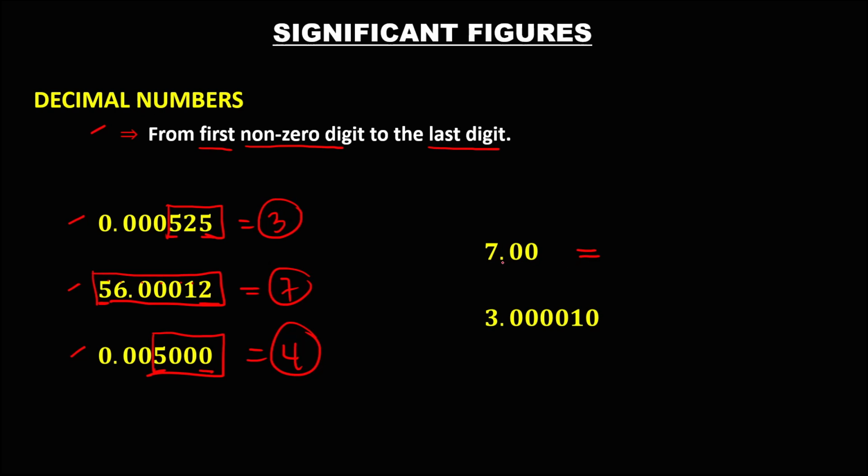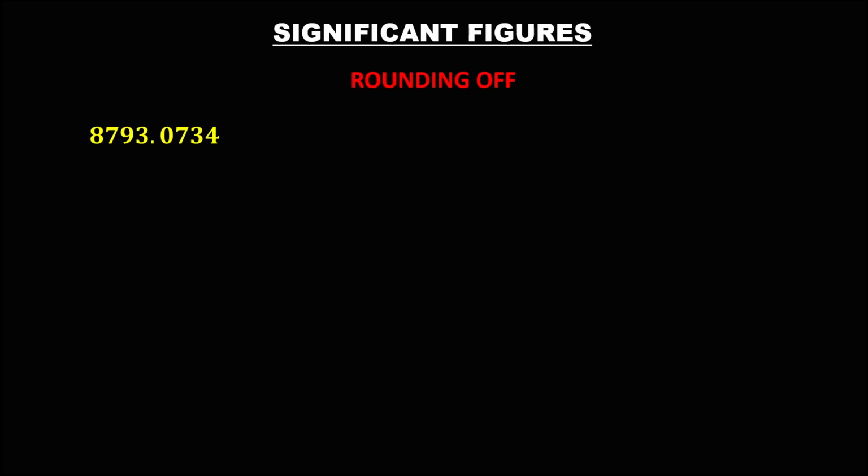Then for this given, this one is decimal, so from the first non-zero to the last, there are 3 significant figures. And for this given, since this one is decimal, from the first non-zero to the last, there are 7 significant figures.